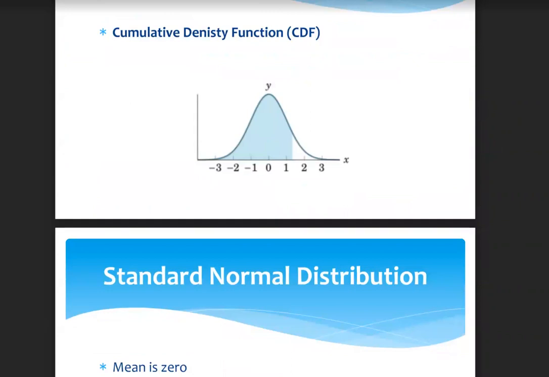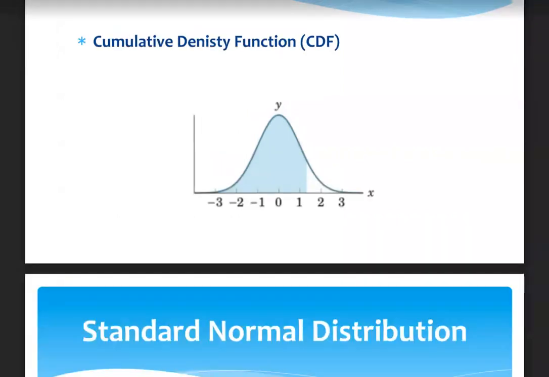Cumulative density function. This is an important concept. It tells you the probability from negative infinity up to that point. So look at this point, let's call it point A. The probability of x less than or equal to A means everything to the left. That's the cumulative probability up to a certain point A, and it is itself a function, by the way.